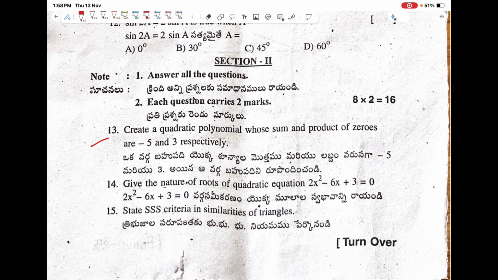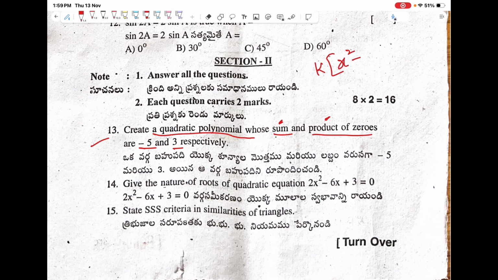Come to question number 13. Create a quadratic polynomial whose sum and product of the zeros are -5 and 3. Read the question very carefully. You have to build up a quadratic polynomial, and the sum of the zeros and product of the zeros are given very clearly. As we discussed in question number 10, we have written this one.